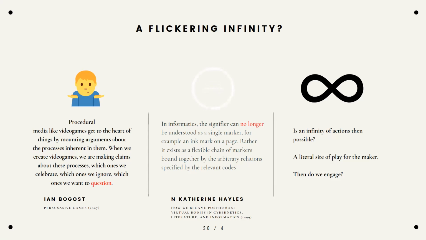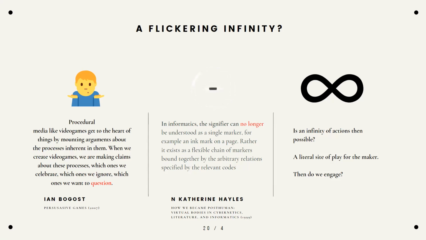Now, what Lacan talks about when he talks about floating signifiers is that it is not only that the signifiers have an arbitrary relation with signifieds, but that the entire notion of the signified is kind of dubious. He obviously develops his argument from Saussure. Katherine Hayles takes this argument a step further and says that even if both of them are arbitrary, it is never constant in unit time as well, because it is constantly changing. Rather, it exists in a flexible chain of markers bound together by arbitrary rules specified by relevant codes.